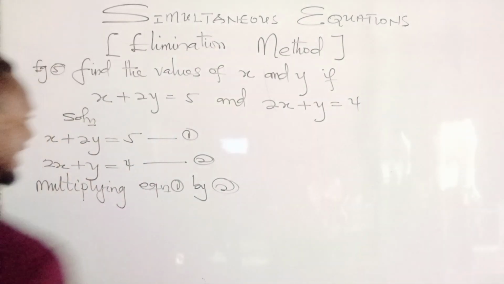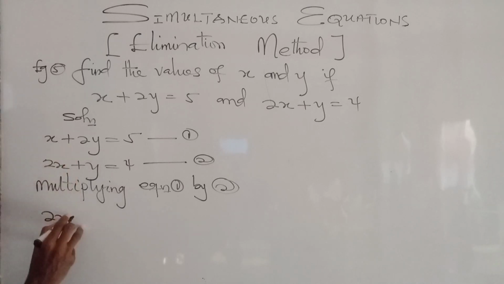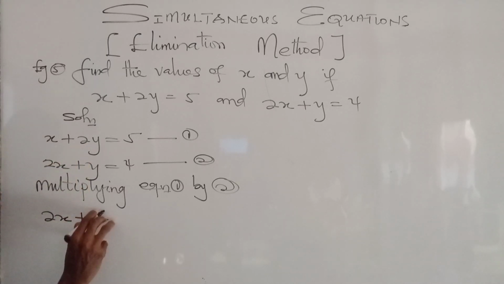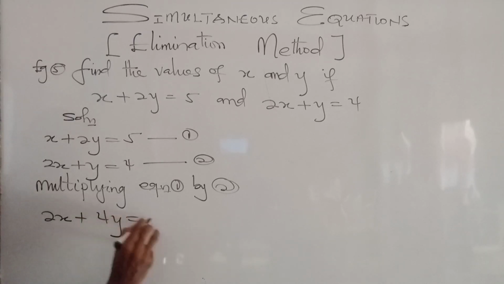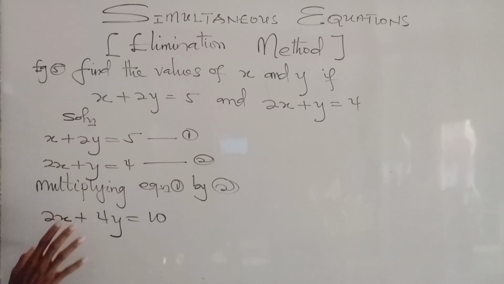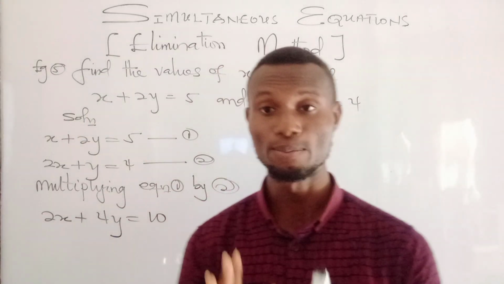So let's go ahead and do that. When I multiply this s by 2, it gives me 2s. Then you bring your plus. You multiply this 2y by 2, it gives you 4y, then equals, you multiply this 5 by 2, it gives you 10. I hope you understand up to this point. So we've multiplied our equation 1 by 2, and I hope the explanation is clear enough.